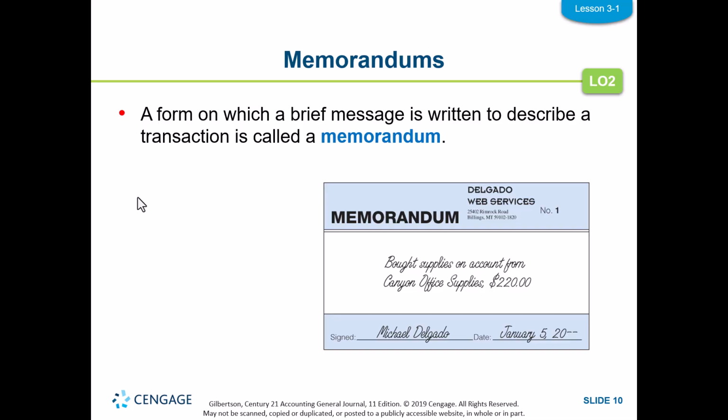A memorandum, which is a form on which a brief message is written to describe a transaction. Okay, so let's say that this one we bought supplies on account from Kane Office Supplies, but maybe we did that over the phone, and so it was before the advent of email, and so maybe we don't have an email receipt coming in. So things like this we can write on a memorandum, and that serves as our source document.